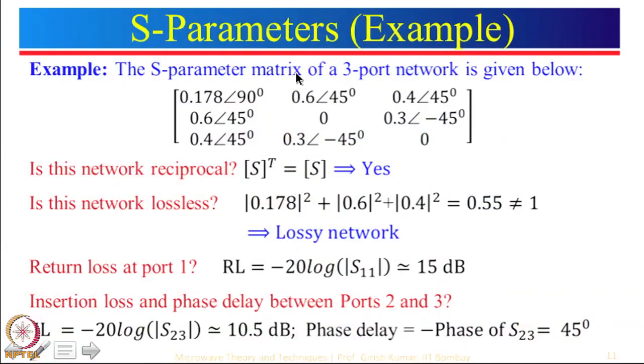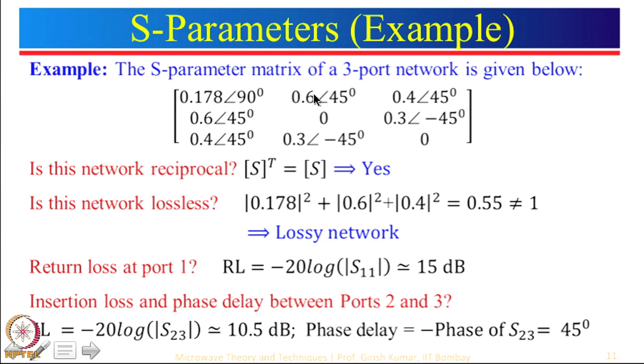This is the example where it is given that the S parameter matrix of a 3-port network is given below. Let us just look into it carefully. This is S11, this is S12, this is S13. This is S21, S22, S23, S31, S32, S33. There are now several questions. The first question is: is this network reciprocal? To check whether the network is reciprocal or not, we have to check whether S transpose is equal to S or not.